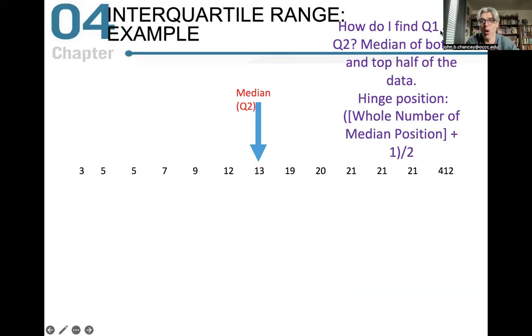So how do we find quartile one? How do we find quartile two? Remember, we're going to use the median of the bottom half and the median of the top half to create those hinges.